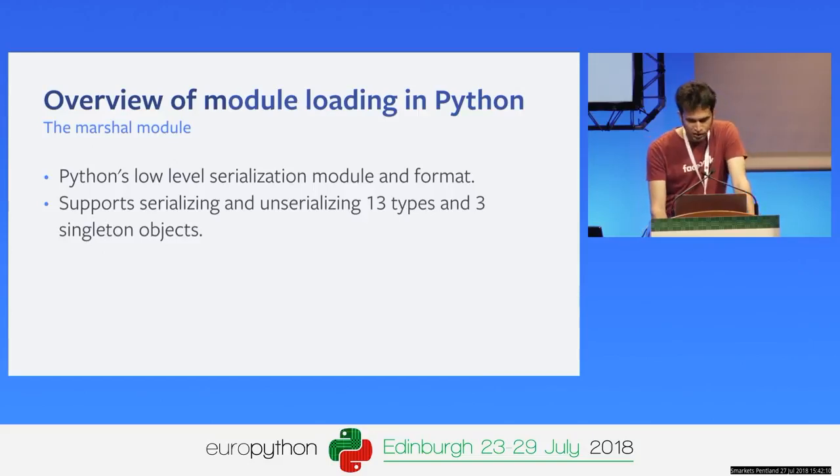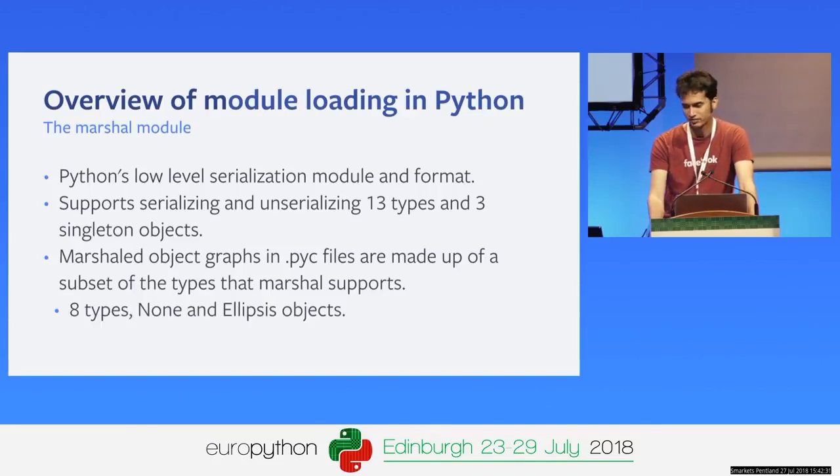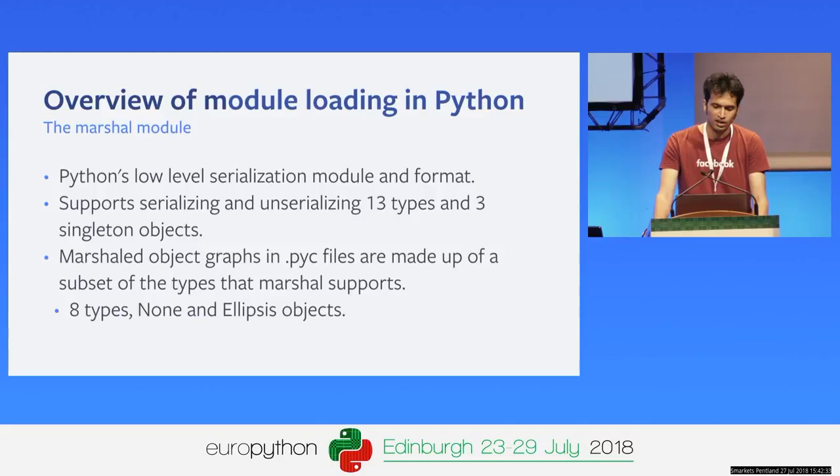Okay. So this is probably the most important point in the whole talk. Marshaled object graphs in .pyc files are made up of a subset of the types which marshal supports. And this subset of objects is immutable. And it's a very tiny subset. So it's just Booleans, integers, floats, complex objects, strings, bytes, frozen sets, and code objects.